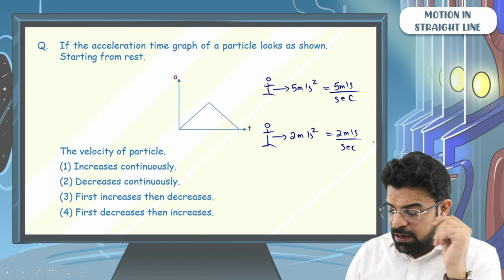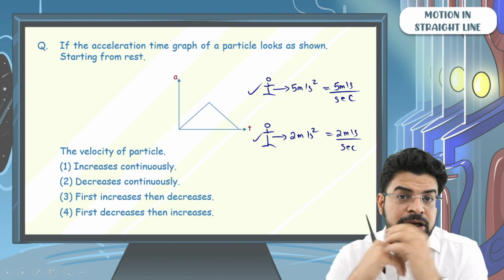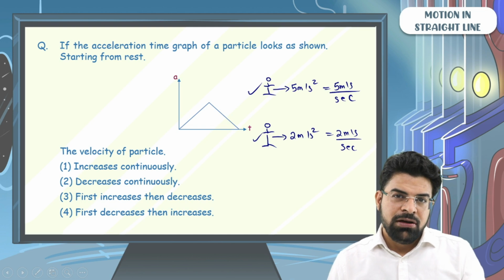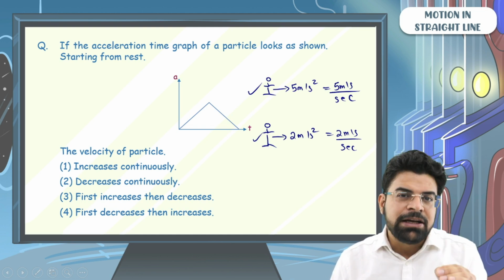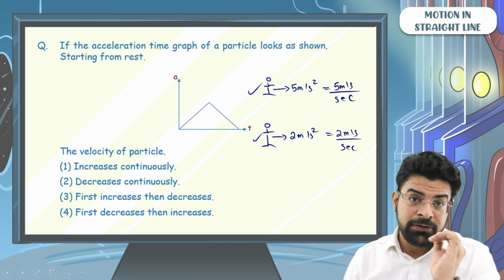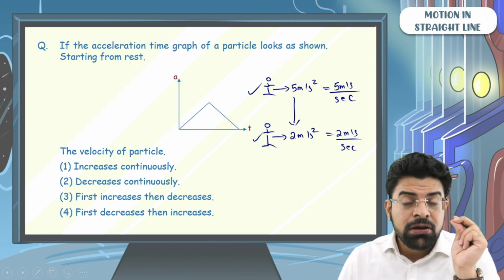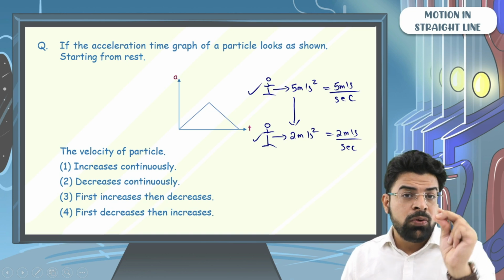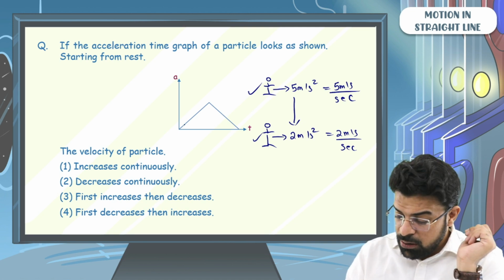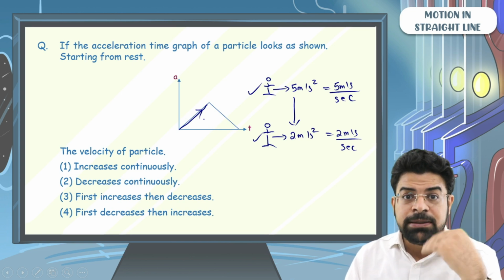Question is, if the acceleration of a particle decreases, what happens to its velocity? Sir, if the acceleration of a particle decreases, then the velocity increases at a lower rate. If the acceleration decreases from 5 to let's say 2, then the velocity increases at a lower rate. It does not mean that the velocity decreases. Okay, so first the acceleration increases, so the rate of increase of velocity keeps on increasing.